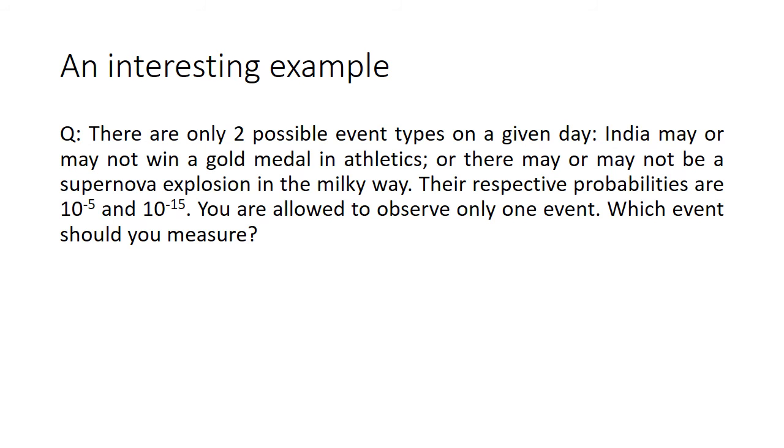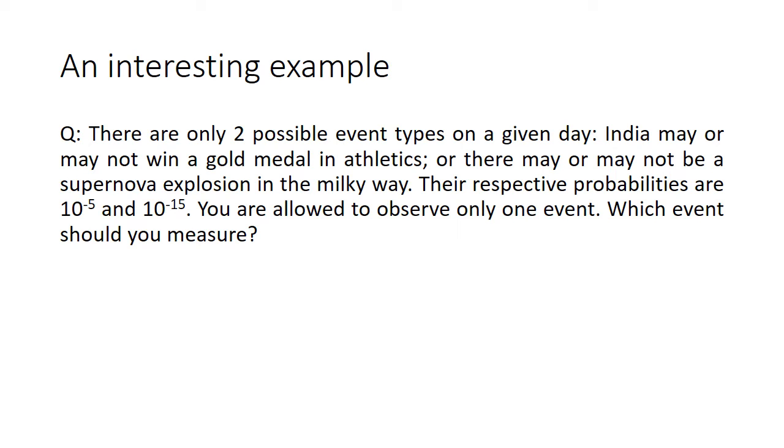Let's say that we are interested in only two possible event types. Those two event types are that India may or may not win a gold medal in athletics, or there may or may not be a supernova explosion in the Milky Way galaxy. These are the only two kinds of events that we are interested in. Let's say their respective probabilities are 10 to the power minus 5 and 10 to the power minus 15. Of course, these are just arbitrary numbers that I picked.